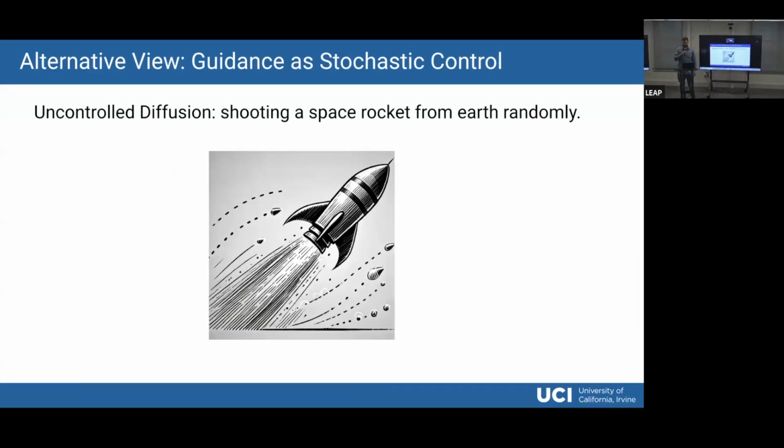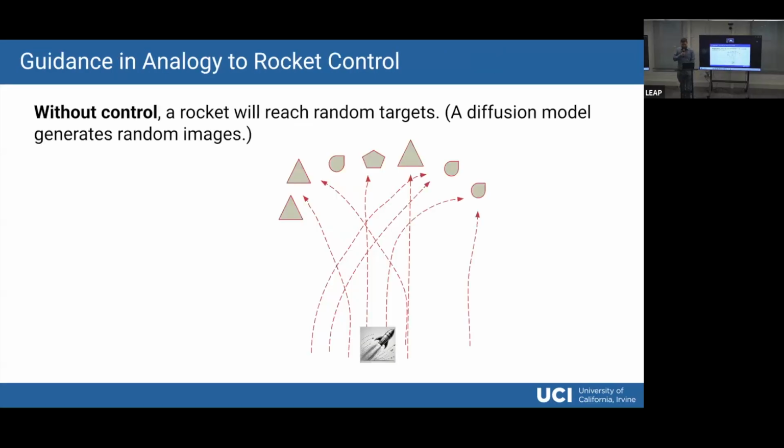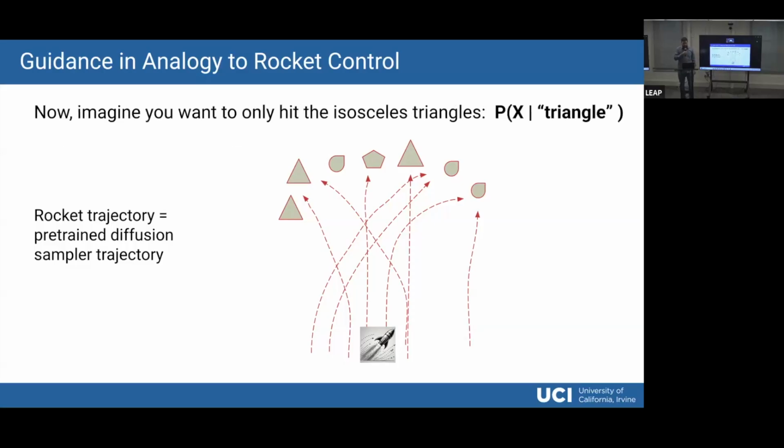The intuition that I would like to convey here is that uncontrolled diffusion, so just sampling from your diffusion process, is a little bit like shooting a rocket from Earth into space randomly, right? Why is that? Let's imagine you just shoot a rocket into space, and it will maybe end up at a random planet eventually. You have absolutely no control what that planet will be. The idea is that this rocket is a stochastic process. It obeys the laws of physics, but there's also a little bit of noise to that, and the outcome is a random planet that this rocket will select. Here the planets are these geometric shapes. So the rocket itself is the pre-trained diffusion model, and the sample trajectory of our diffusion model is the path that the rocket takes. But now imagine you want to control the rocket, right?